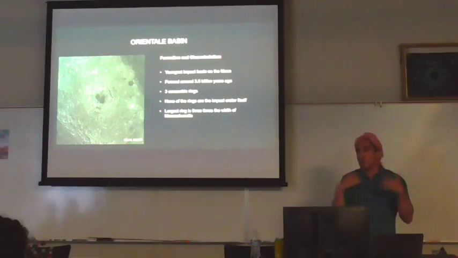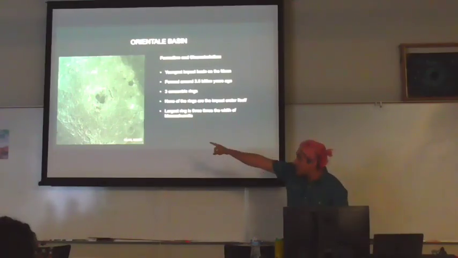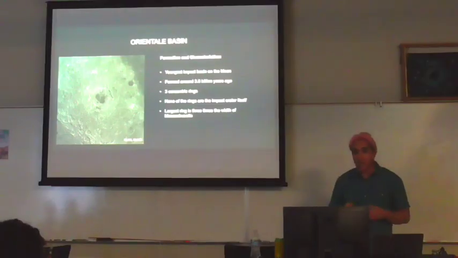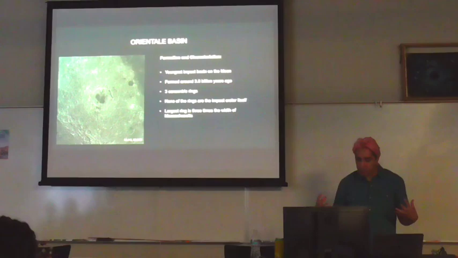It's not visible from Earth. But if you'd like to know what it looks like, it's actually this region right here. It's the youngest impact basin on the moon, and it formed around 3.8 billion years ago when a 40-mile impactor basically just crashed right into the moon.